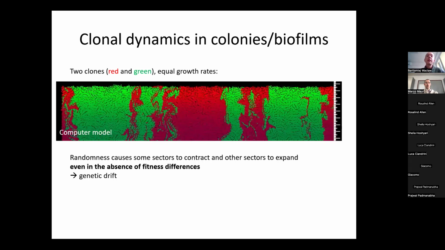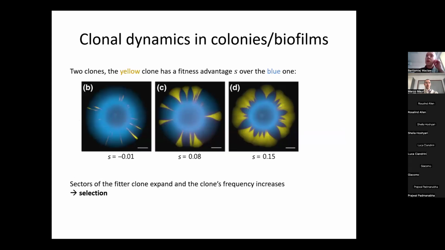And the last thing is what happens when one of the clones grows a little bit faster than the other one. So here, for a change, I show some experimental results in which the yellow clone in a bacterial colony has a fitness advantage over the blue clone. And if this fitness advantage is very small, or actually when there is a small selective disadvantage, the yellow clone, even though it initially has a very high frequency in the population, because it's been started with a mixture of the two clones put together on a petri dish, and then they started to grow into this colony.